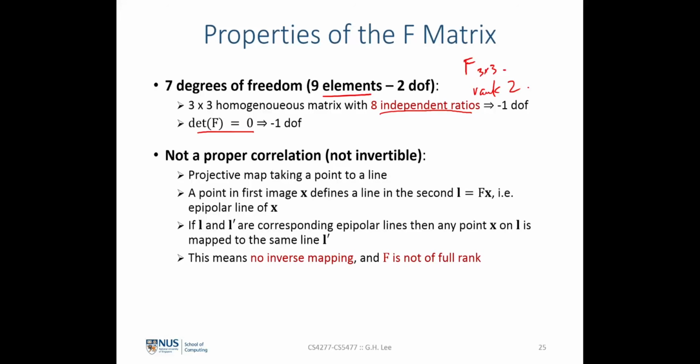Another property of the fundamental matrix is that it's not a proper correlation. What this means is that it's not invertible. We saw that the relation of a fundamental matrix is actually a linear mapping function that maps a point x onto the epipolar line in the second view. So L prime is equal to F multiplied by X over here. And the determinant of F equals 0, and it's not full rank. Although it's a 3 by 3 square matrix, the relation is only one directional. What it means is that the inverse of F simply doesn't exist.